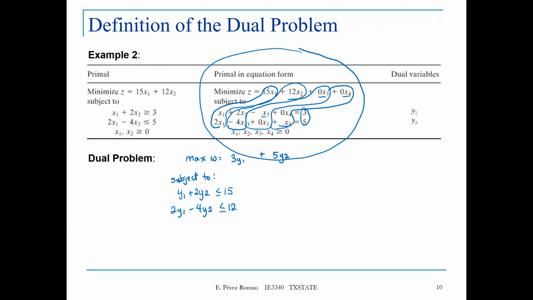And for the third constraint, we have minus y1 plus 0y2 less than or equal to 0. And for the x4, we have 1y2 less than or equal to 0. And again, y1 and y2 are unrestricted in sign.